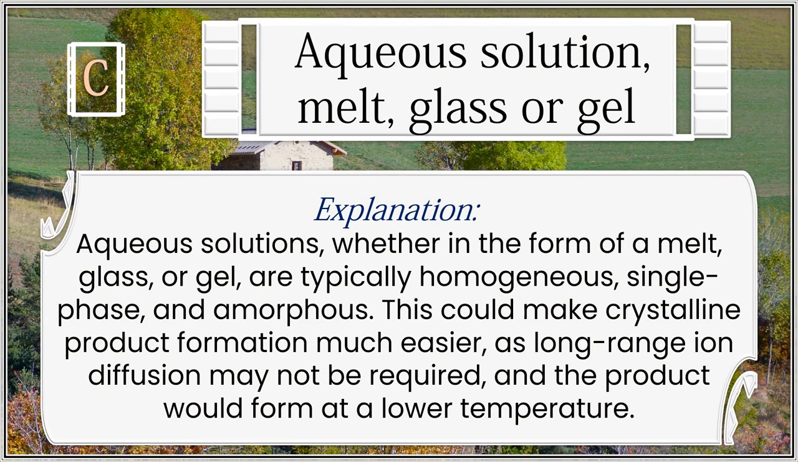The answer is aqueous solution, melt, glass or gel. These are typically homogeneous, single phase and amorphous. This could make crystalline product formation much easier, as long-range ion diffusion may not be required, and the product would form at a lower temperature.